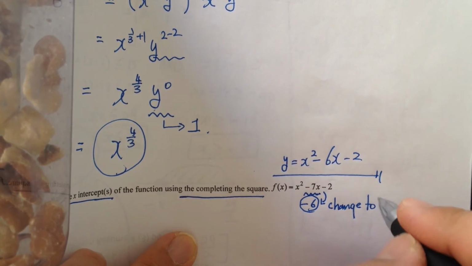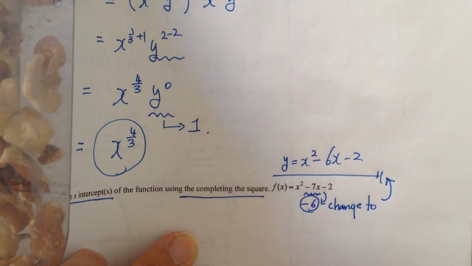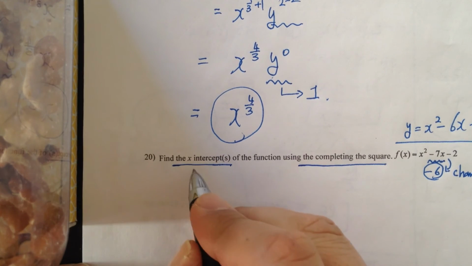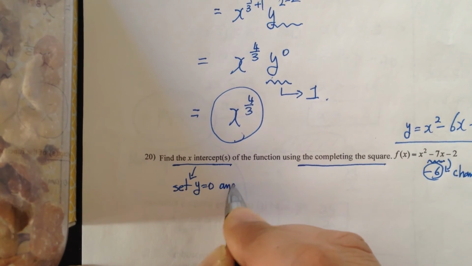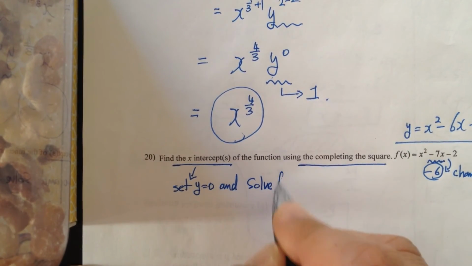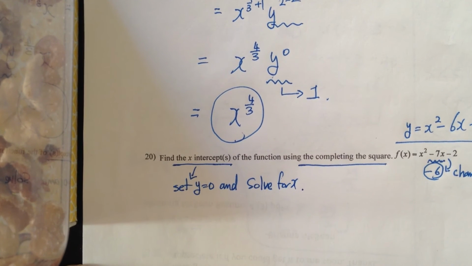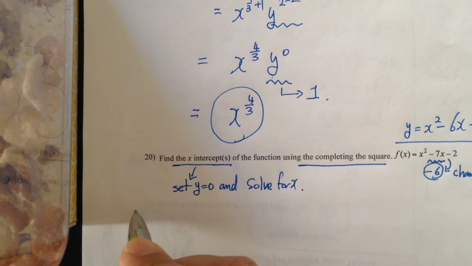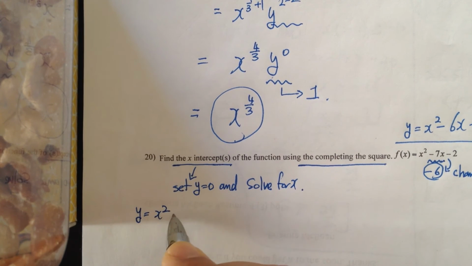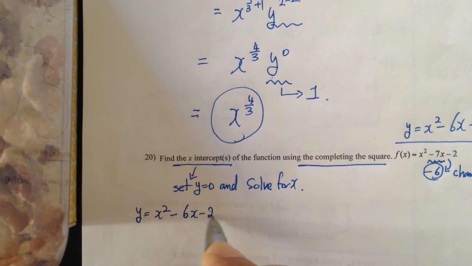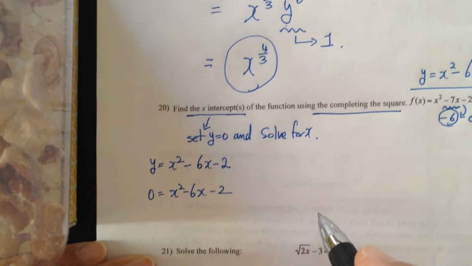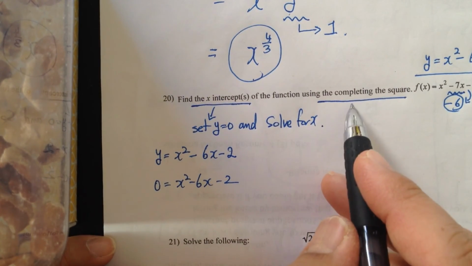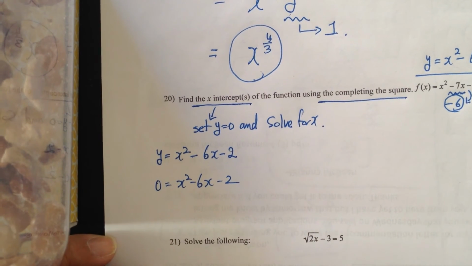Okay. X-intercept simply means set y equals to 0 and solve for x. Okay, so we have y equals to this, and y, we're going to set it to 0. And now we're going to use completing the square. How do we apply or know, how do we do the completing the square?